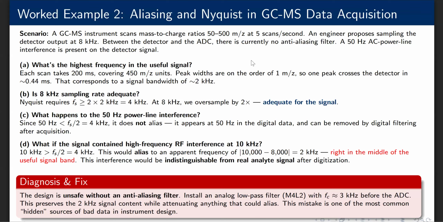Part B then, is 8 kilohertz sampling adequate? Nyquist requires at least 4 kilohertz. At 8 kilohertz, we oversample by 2 times, adequate for the signal.